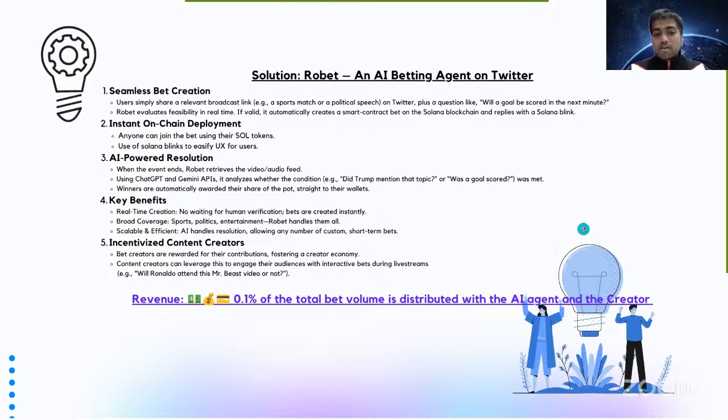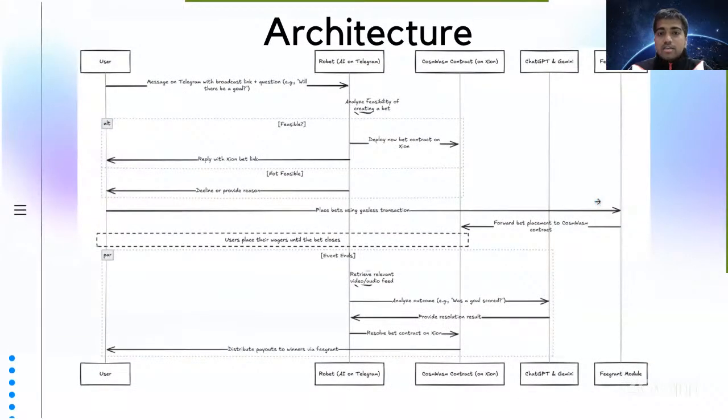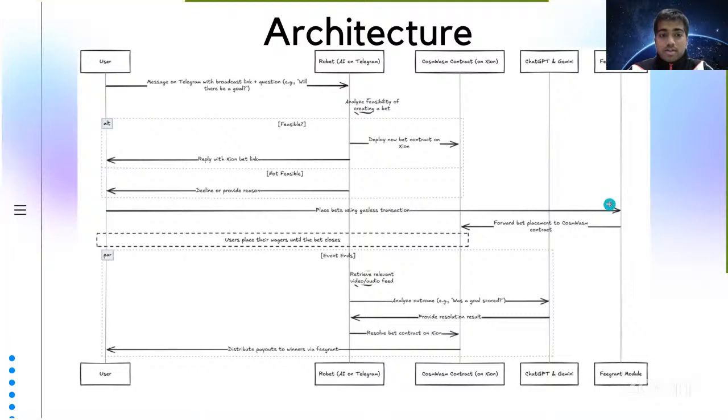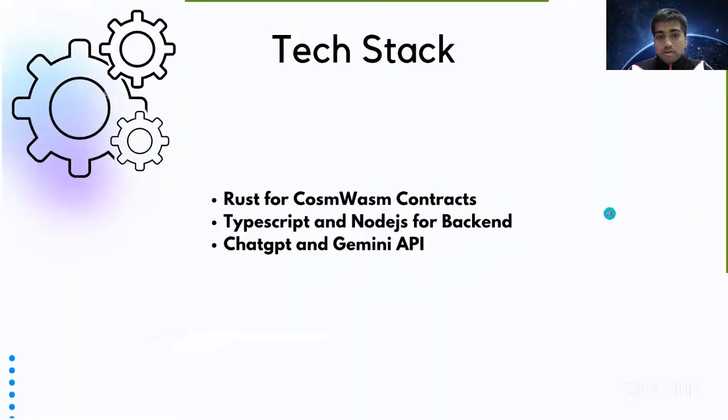So we take 0.1% of the total bet volume and share it with the AI agent platform as well as the content creator. So this is our architecture where we integrate Xion's fee grant module as well as custom models alongside ChatGPT and Gemini for the bet resolution as well as the video resolution, etc.